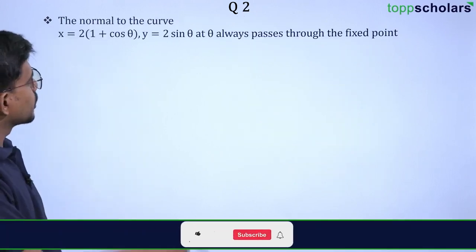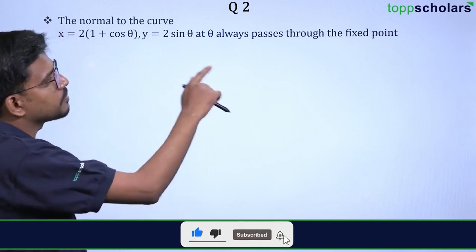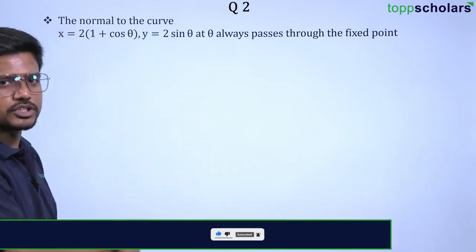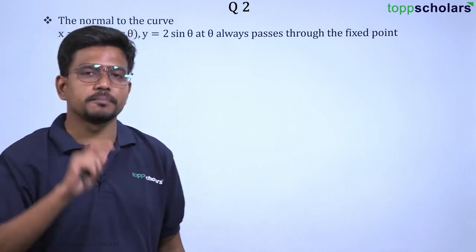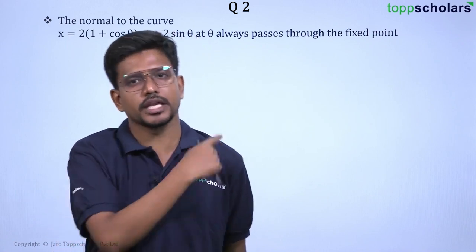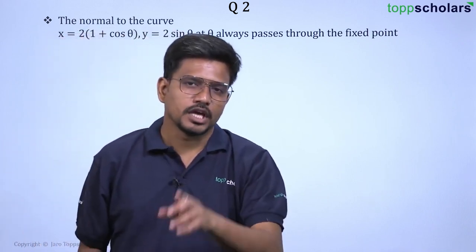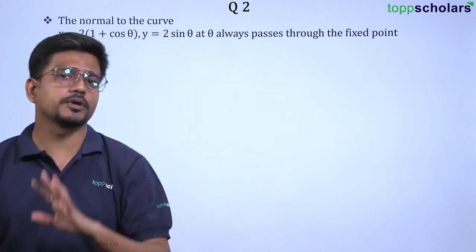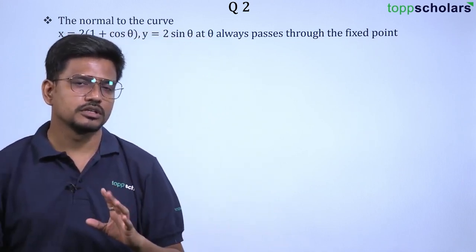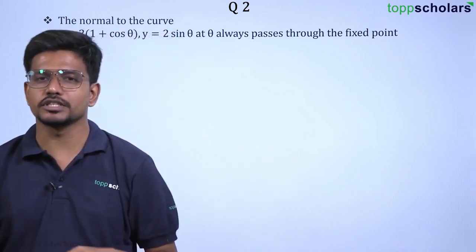The normal to the curve, a very nice curve given in parametric form, always passes through a fixed point. So before looking at the options, I would like to give you a pro tip for such kinds of questions. Whenever there is a question like this, you should always check whether the curve is a circle. If the curve is a circle, we know a property of the normal to a circle. Whenever we draw a normal to a circle, it always passes through the center of the circle.